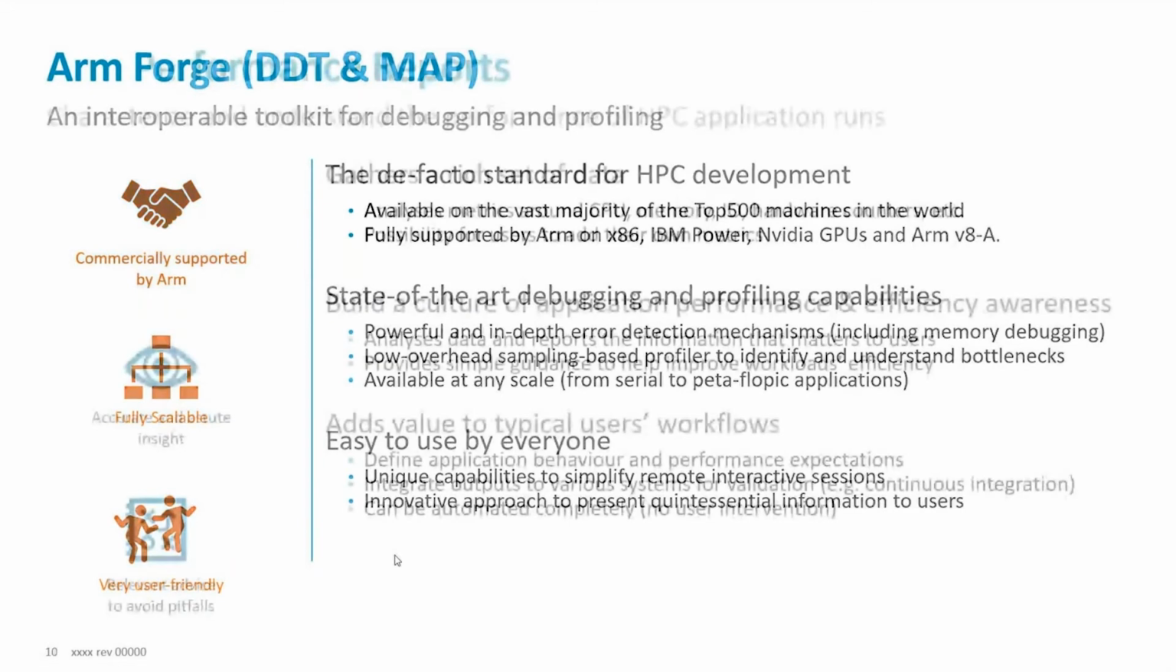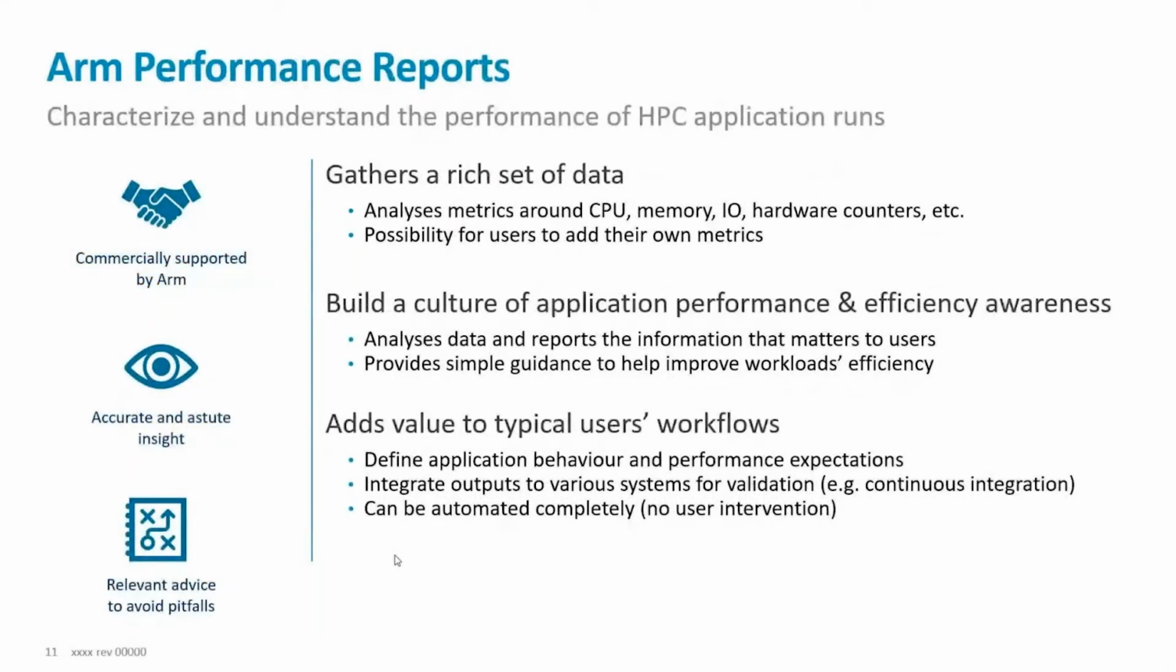In the end, we have performance reports that gather a rich set of data and make it easy to analyze performance metrics around CPU, memory, I/O, and hardware counters. It tries to build a culture of application performance, efficiency, and awareness. Sometimes you need to monitor and constantly improve the efficiency of your software stack and hardware. And with the performance report, you have the results at your hands without having to spend time queuing again and again, for example, with MAP, with the profiling interface. So this adds value to your development workflow with complete automation.